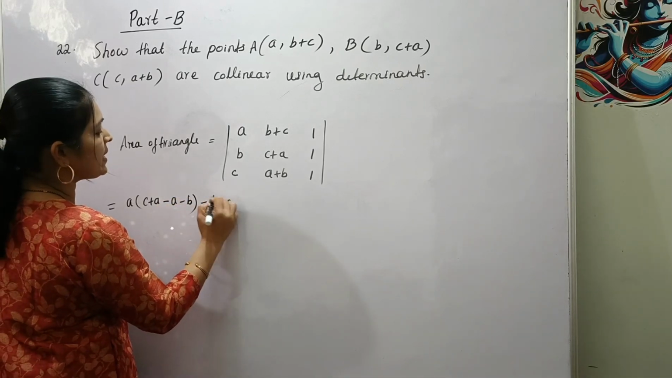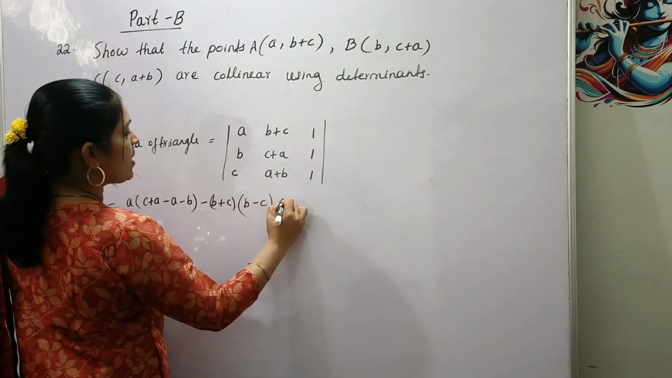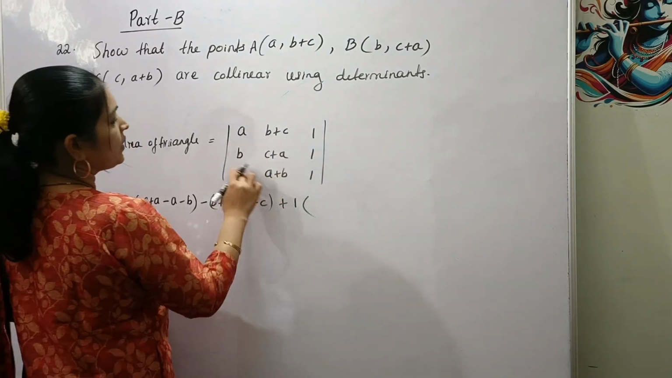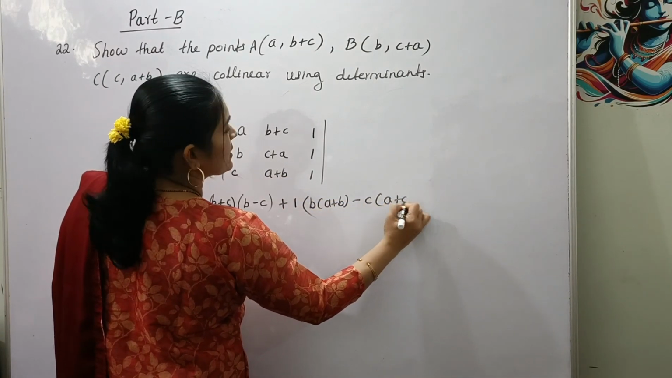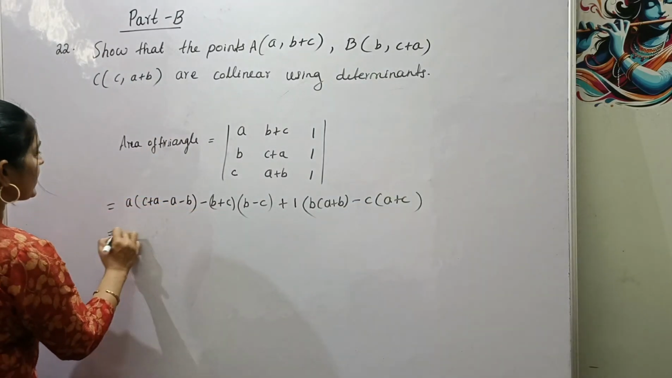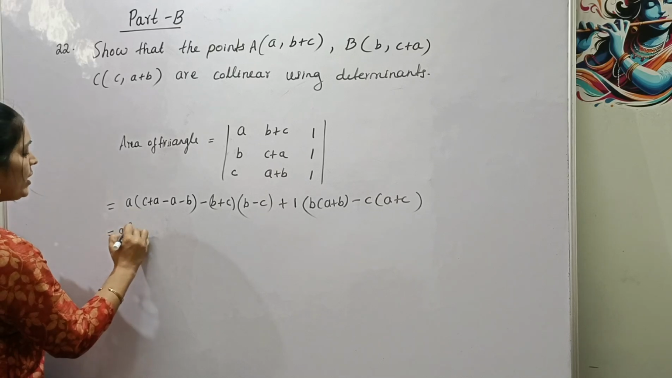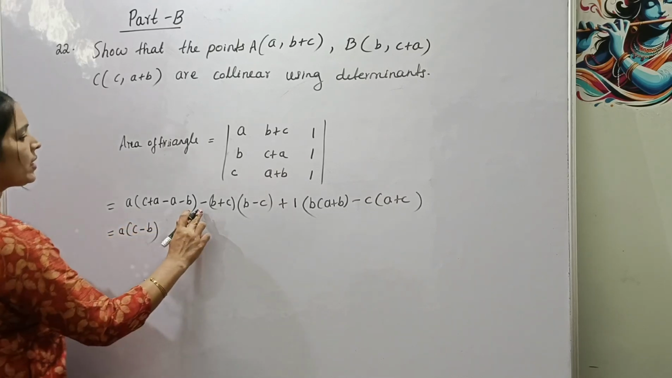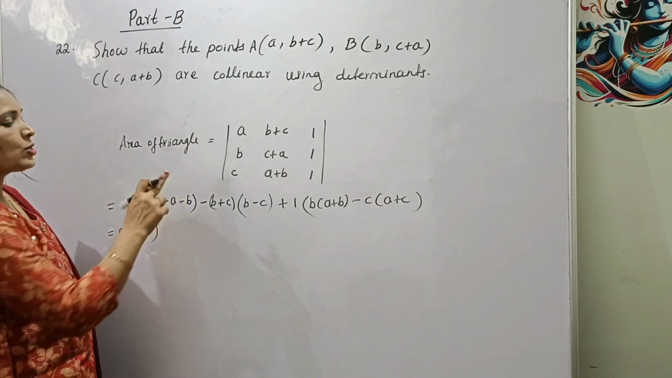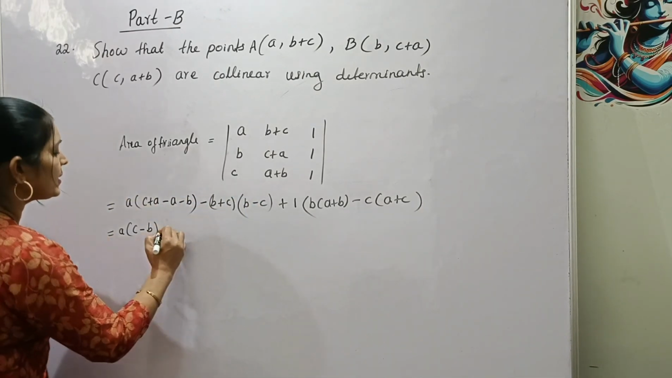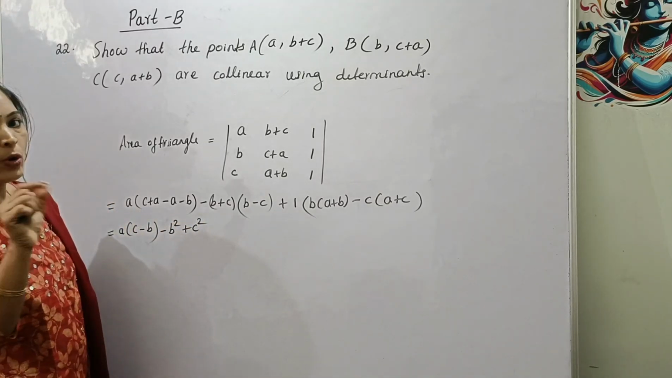Okay, minus b plus c into b minus c plus 1 into b into a plus b minus c into a plus c. Okay, that is equal to, simplify, here a minus cancelled, so a into c minus b. Here minus of b plus c into b minus c, that is b square minus c square. So minus of b square minus c square, that is minus b square plus c square. Right? See, you should be careful about plus and minus.